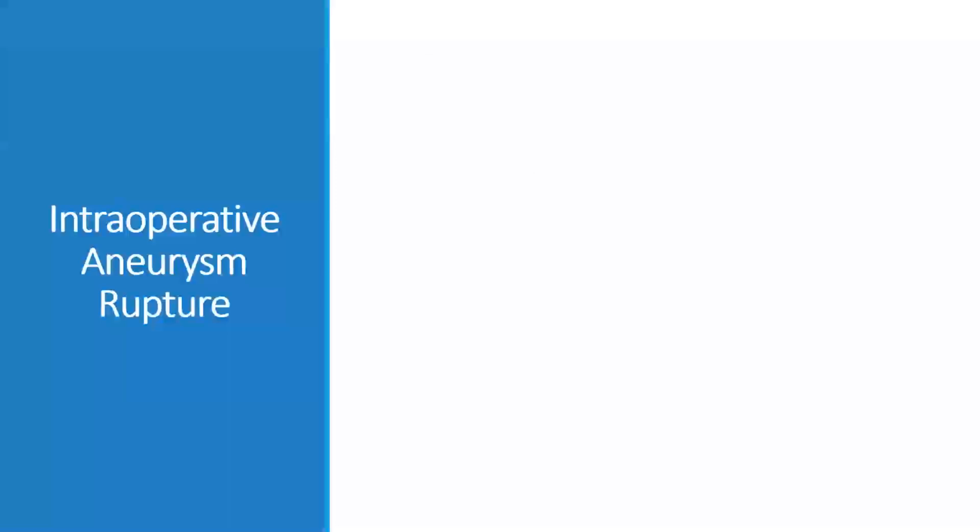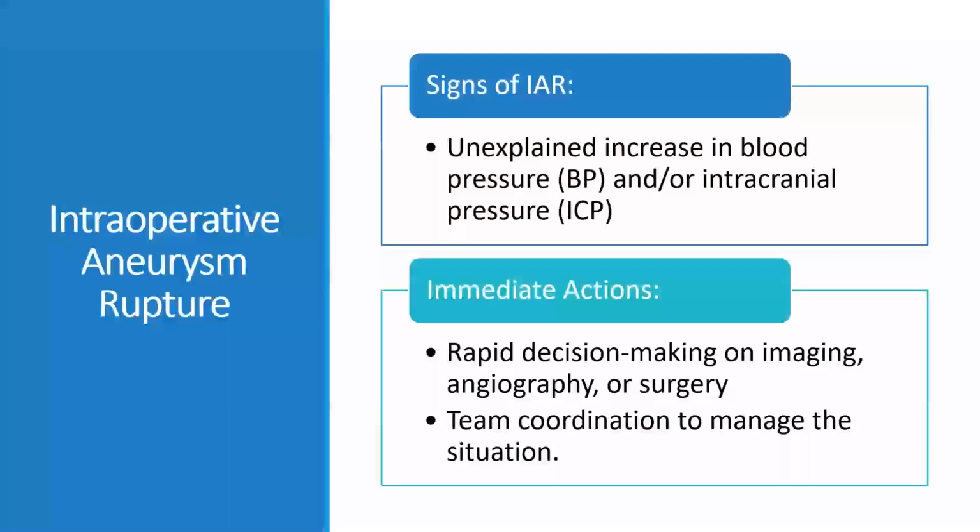Intraoperative aneurysm rupture. What are the signs of intraoperative aneurysm rupture? If there is an unexplained increase in blood pressure or increase in intracranial pressure, we have to take immediate actions and make rapid decisions on imaging, angiography, or surgery, with team coordination to manage the situation.